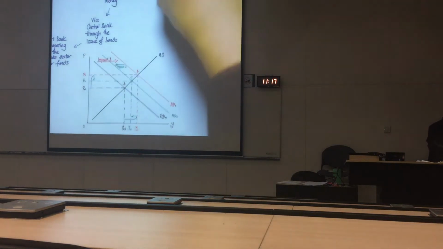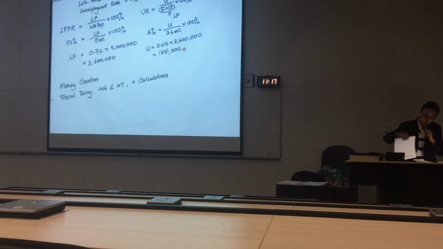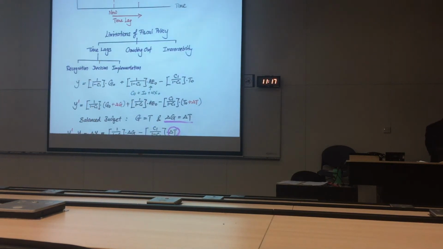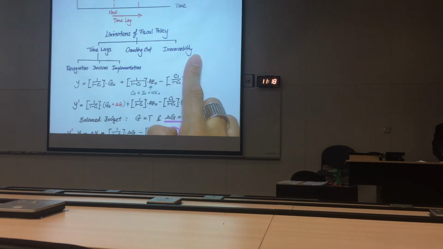The last two things that we said about fiscal policy, limitations. So there are three limitations: time lags, crowding out itself, and this idea of policy irreversibility. Once you open your big mouth, you can't recall the policy.